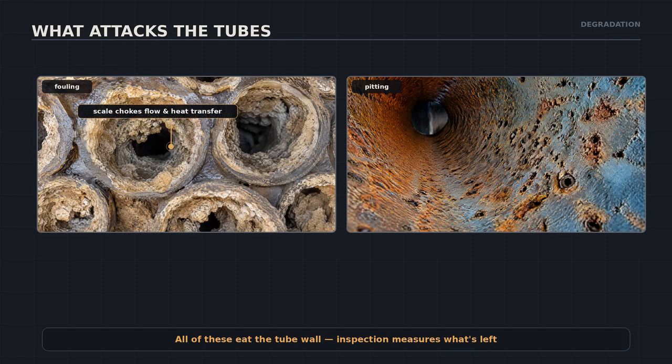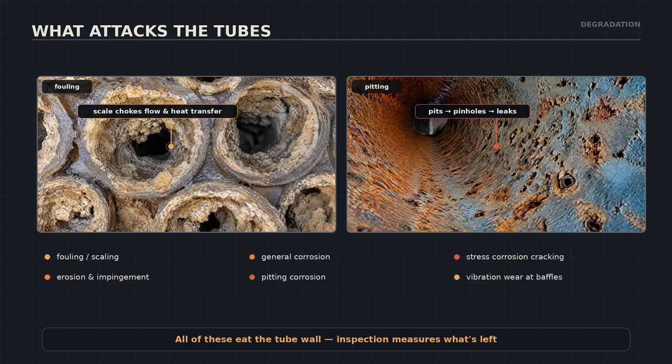And the service environment attacks those walls relentlessly. Fouling and scaling choke the flow and insulate the wall, killing heat transfer. Erosion and impingement where the inlet ends. General corrosion thins the wall evenly. Pitting makes pinholes. Stress corrosion cracking splits tubes along their length. And vibration at the baffle plates wears tubes from the outside. Every one of these mechanisms reduces the wall, and every one can be measured before it leaks.